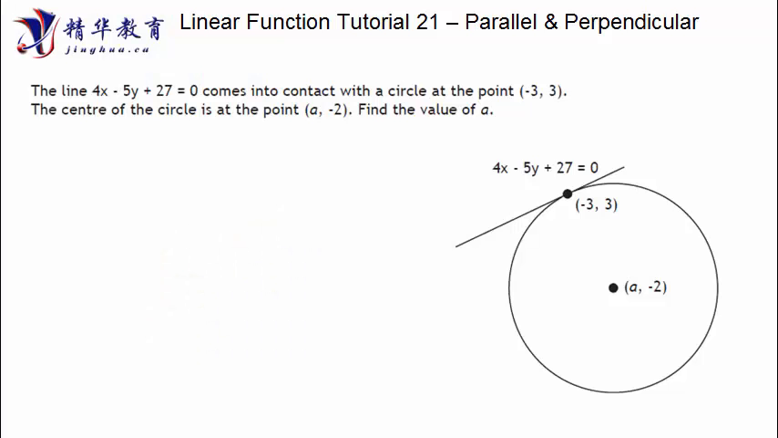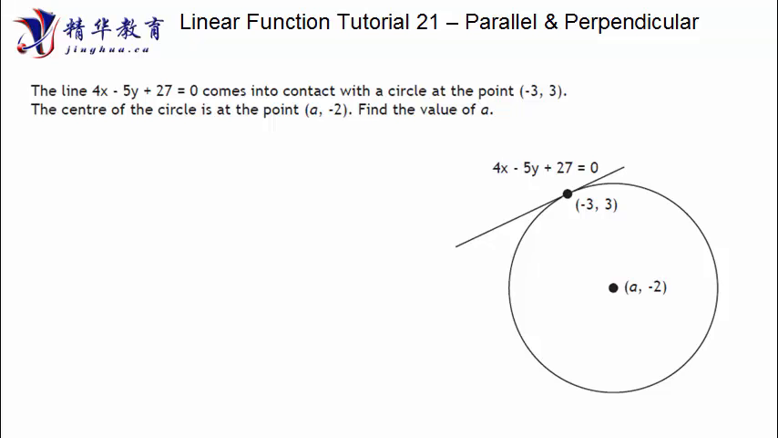I'm Steven. In this video, we're going to talk about linear functions, part 21. Okay, so it's parallel and perpendicular with geometry figures. Sometimes the linear function belongs to algebra, and the circle belongs to geometry. These things never talk. However, some questions will link them together. Okay, let's see this question here.